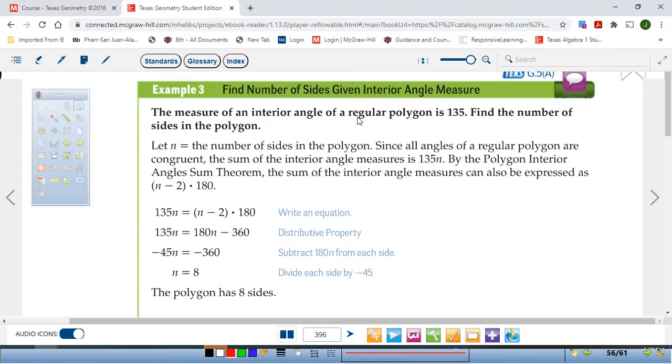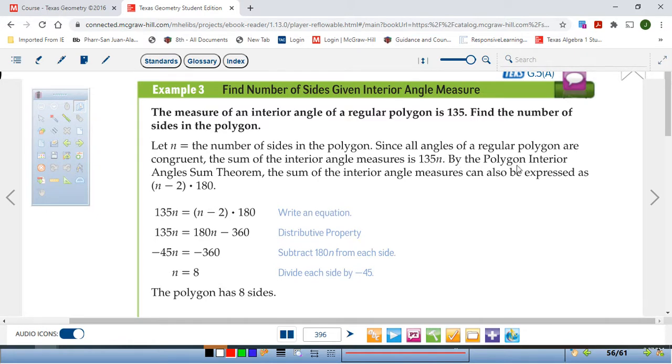The measure of an interior angle of a regular polygon is 135. Remember, regular means all sides are the same and all angles are the same. Find the number of sides in the polygon. That's each one, so it goes per side. Let n be the number of sides in the polygon. Since all angles of a regular polygon are congruent, the sum of the interior angle measures is 135 times n. There are that many angles if there are that many sides, so that's the total.